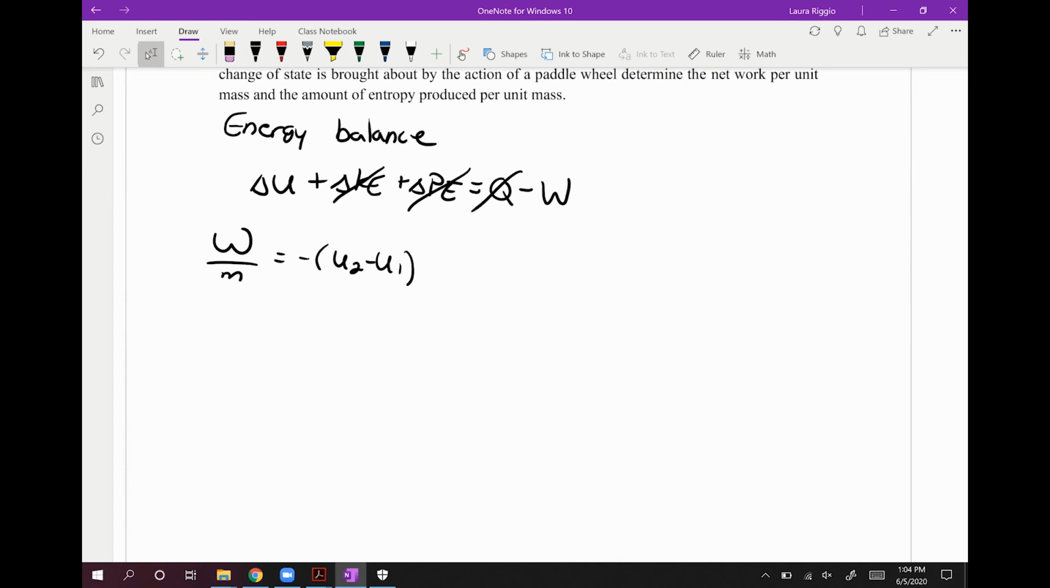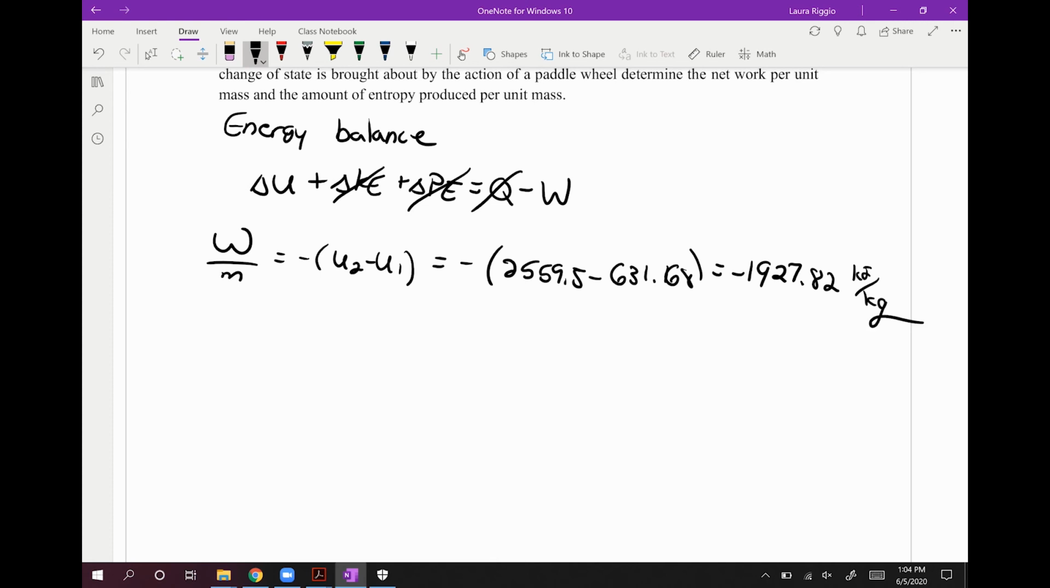We'd get our U's from table A2 since they are saturated liquid and saturated vapor. So it's minus, 2559.5 minus 631.68, which is minus 1927.82 kilojoules per kilogram. Nothing in this part is really new, but now we're looking for the entropy produced.